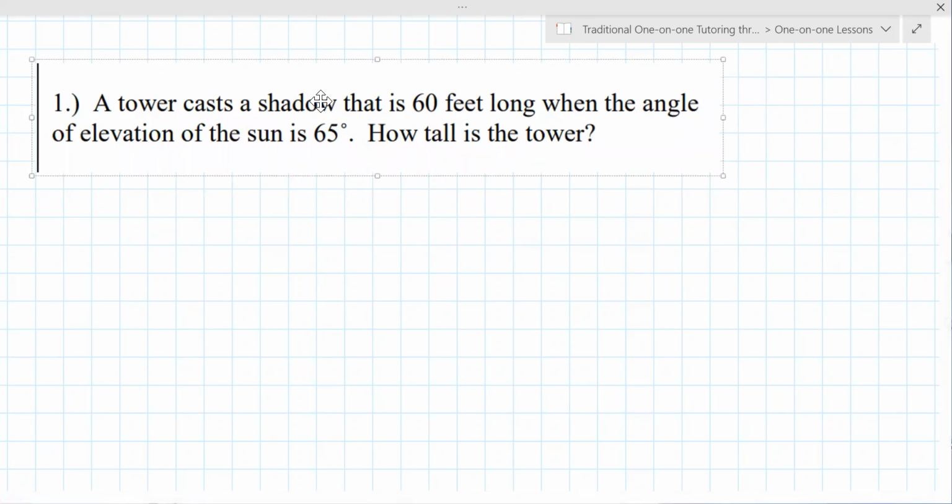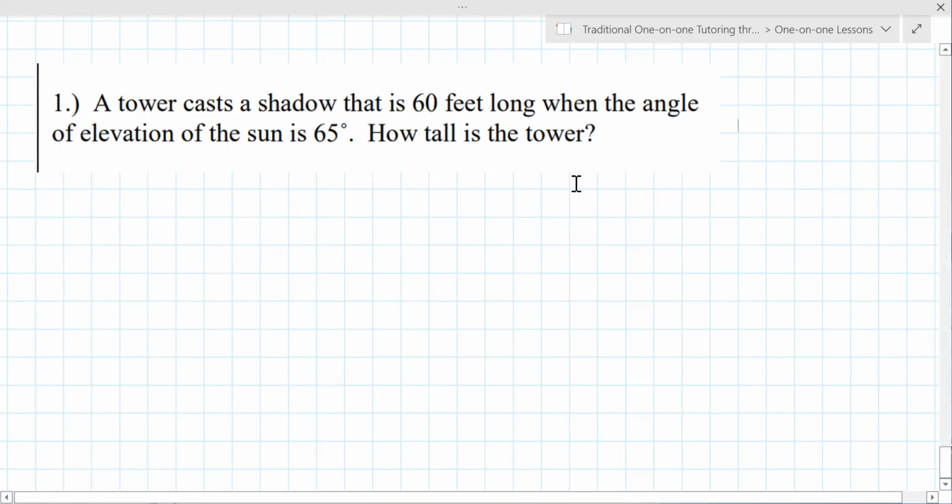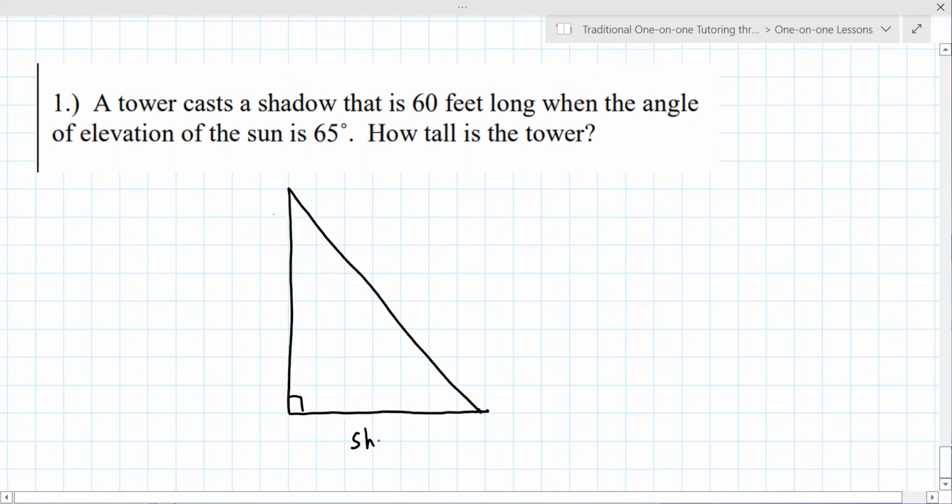Let's just look at these. All right, so a tower casts a shadow that is 60 feet long when the angle of elevation of the sun is 65 degrees. So the picture here is there's a tower. It casts a shadow along the ground like this. And we want to find out something about this. Okay, so the shadow is along here. This is the tower.